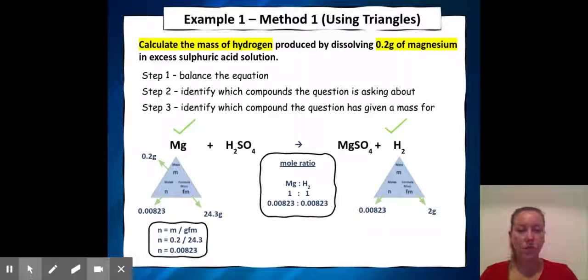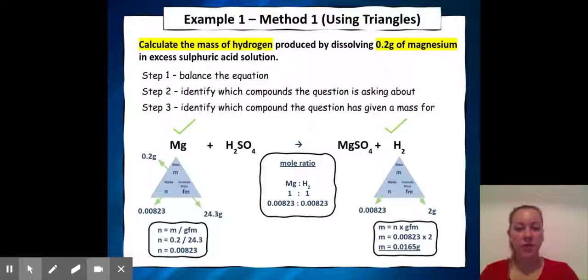So now we know 2 parts of the triangle for hydrogen. All that's left to do is figure out the mass. Now the mass equals number of moles times formula mass. We're going to have 0.00823 times 2, which gives us 0.0165 grams of hydrogen.